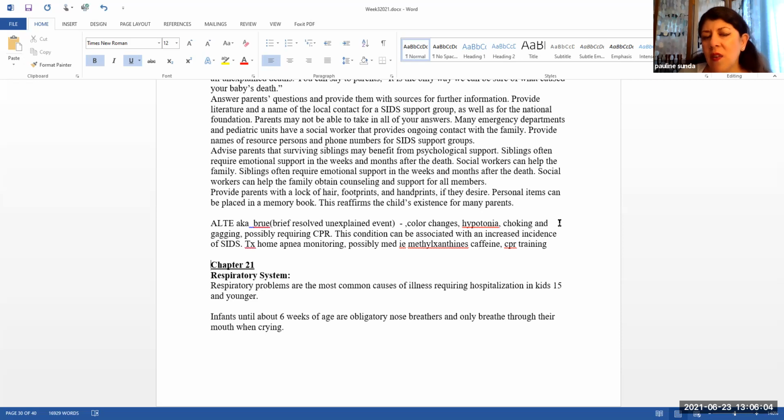Provide parents with a lock of hair, footprints, and handprints if they desire. Personal items can be placed in a memory book. This reaffirms the child's existence for many parents.